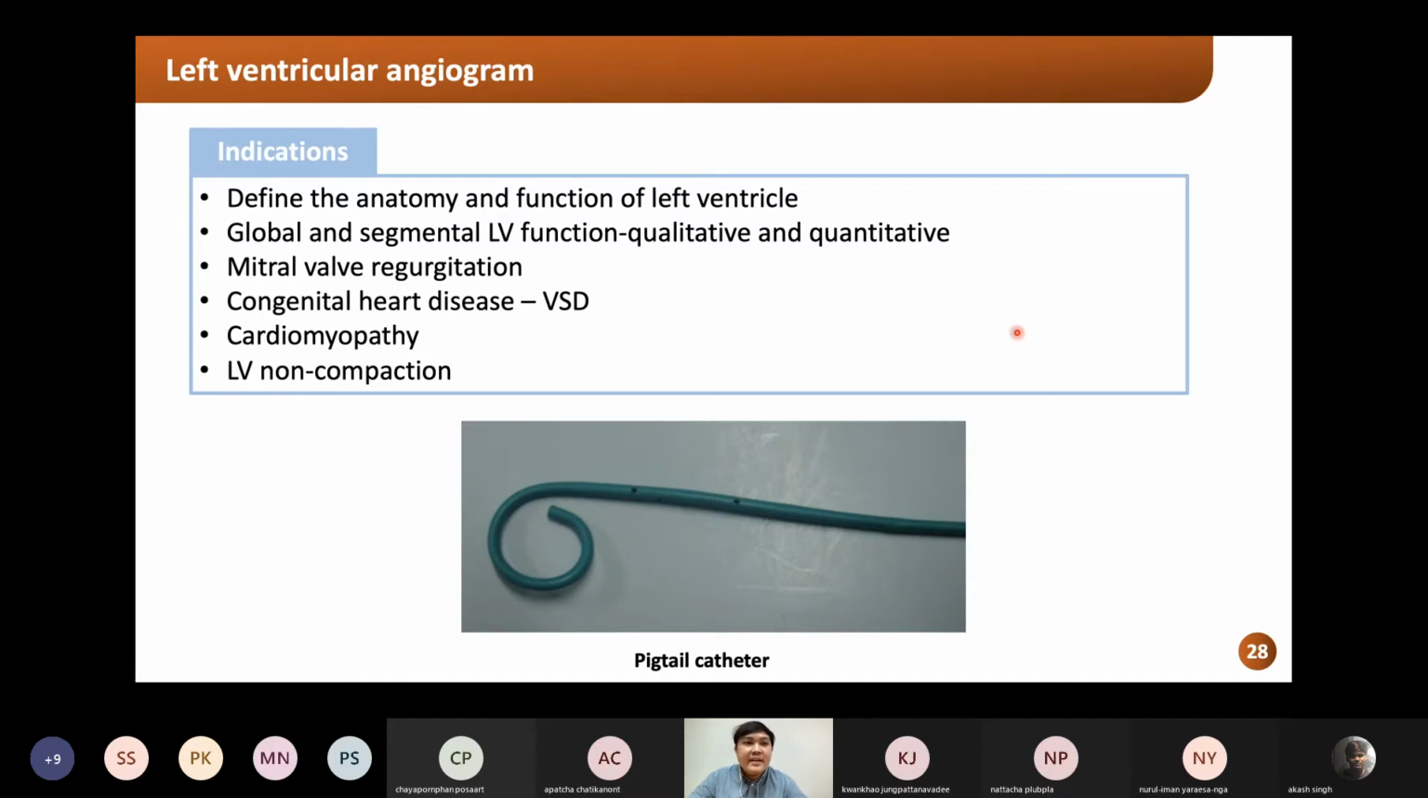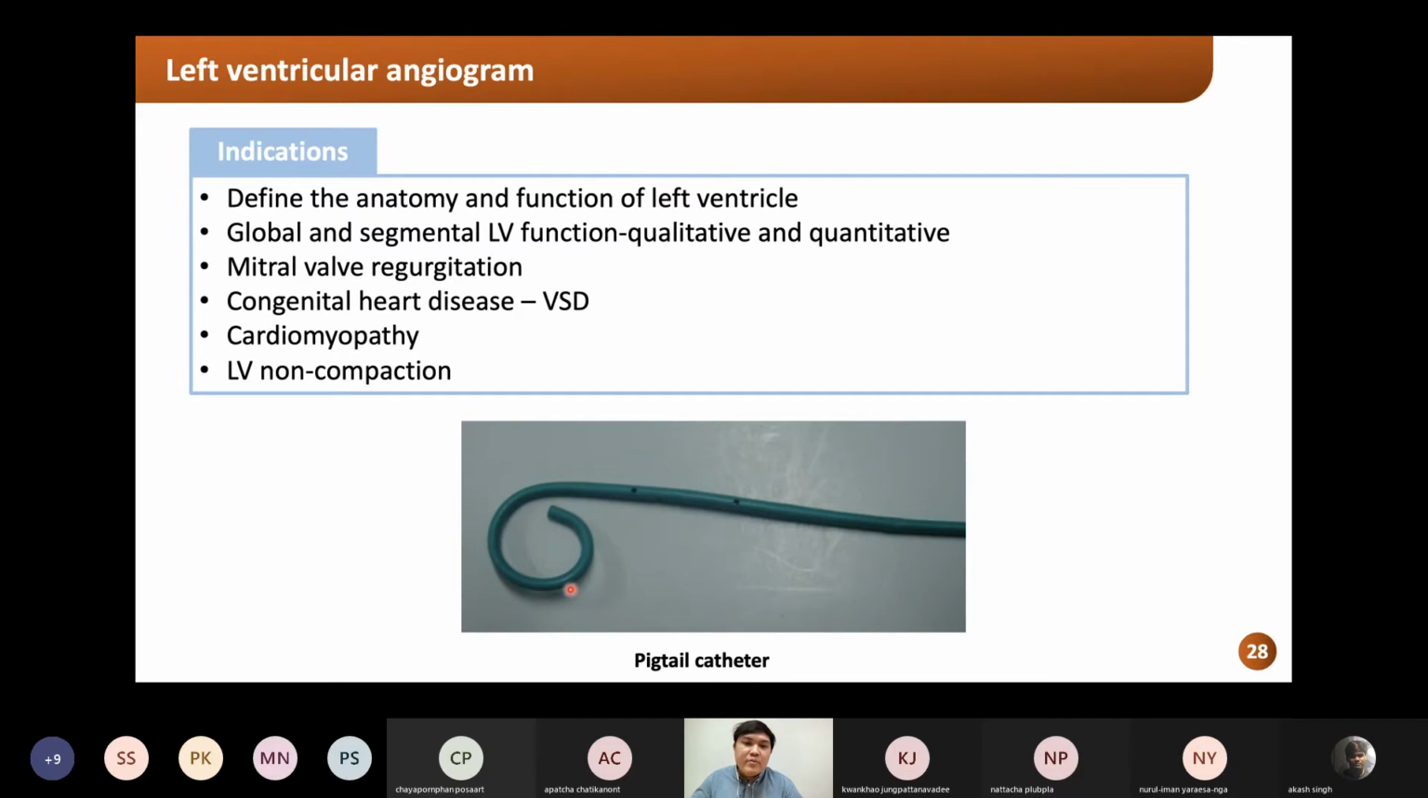But the catheter used for LV injection is different from coronary angiogram, because you do not directly inject high pressure contrast media into the LV. If you use a straight catheter, like JR or JL, into the LV with high pressure, it can damage the myocardium. So the catheter used for LV-gram, the abbreviation of left ventricular angiogram, is different.